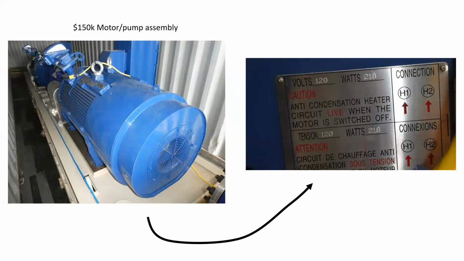And what you can see is that it has a separate nameplate for the anti-condensation heaters. And it says the circuit is live when the motor is switched off. Here are the connections. There's the volts and the wattage. So if we have something like this in a hazardous location, it needs to be rated for the application. This is being sold actually, and you can see even in storage, there's an extension cord here, and the extension cord is plugged into the anti-condensation heaters.